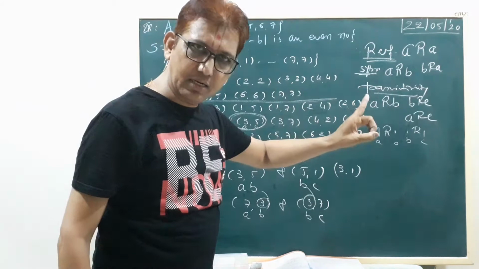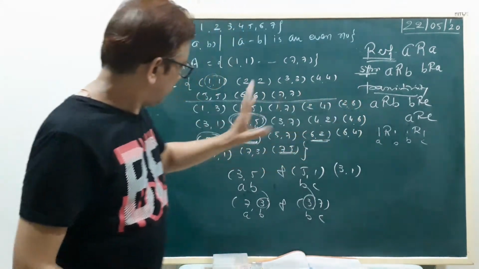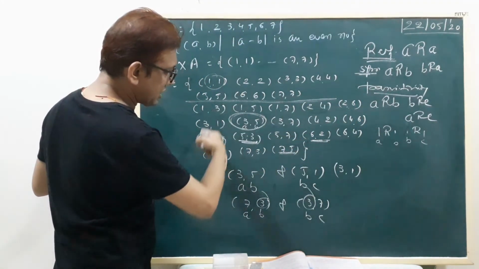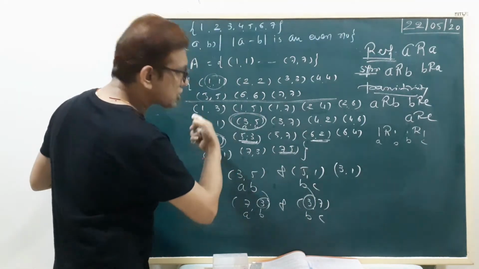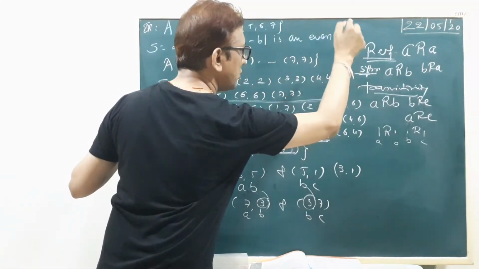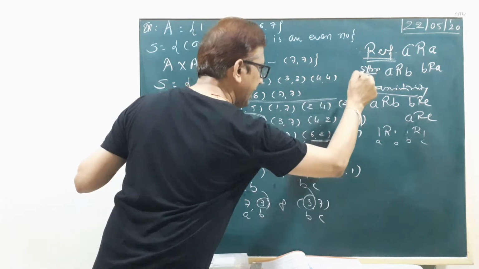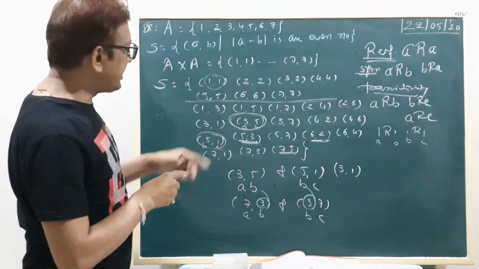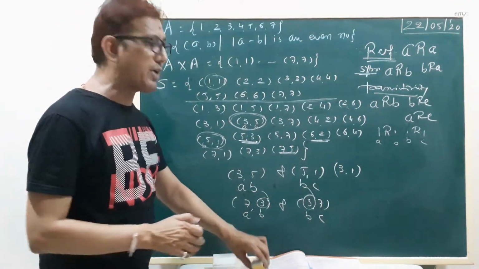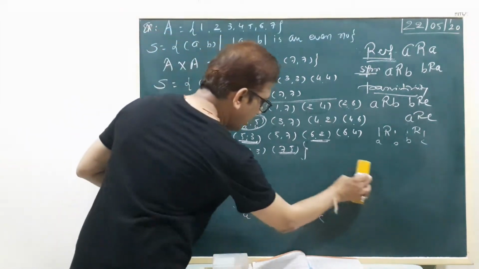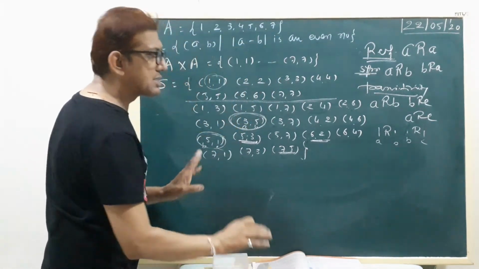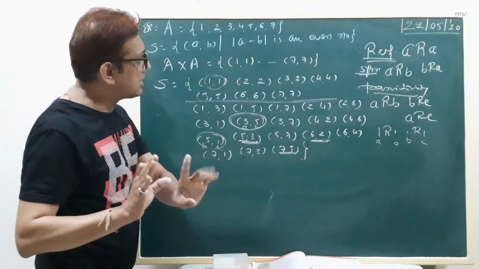Is that clear? Okay. So in this question, it satisfies reflexive, symmetric and transitivity. So it is called an equivalence relation. Equivalence relation. Is that clear?